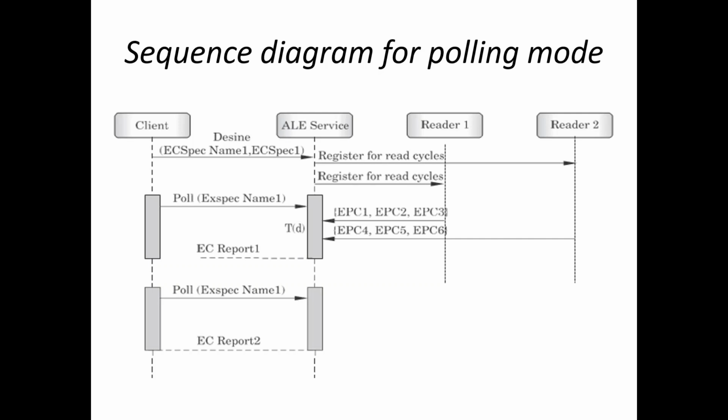A use case is a warehouse with four dock door readers. The middleware polls reader A and gathers the EPCs of pallets. Next it polls reader B, then C, then D. So it ensures each dock door is scanned without overlapping signals.